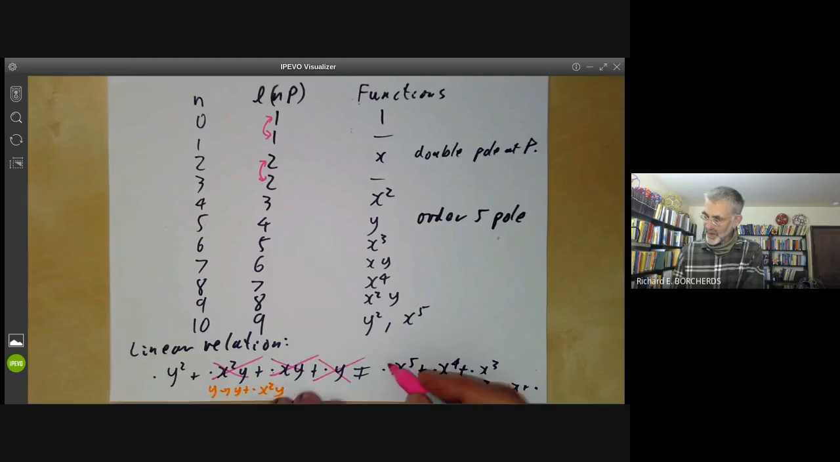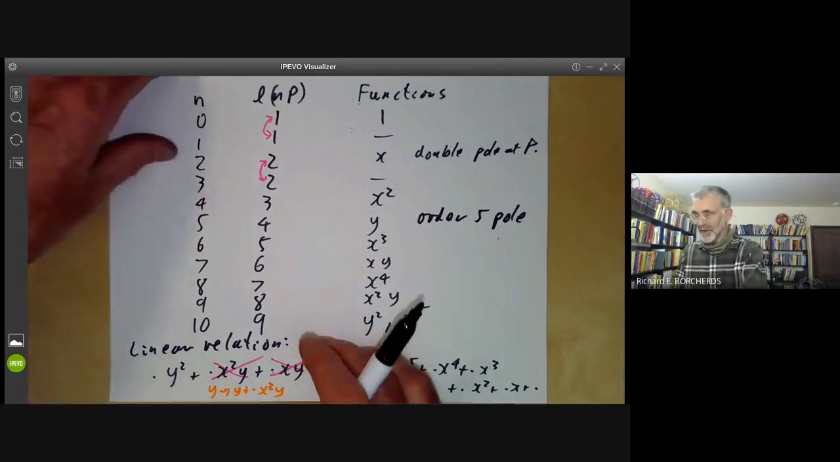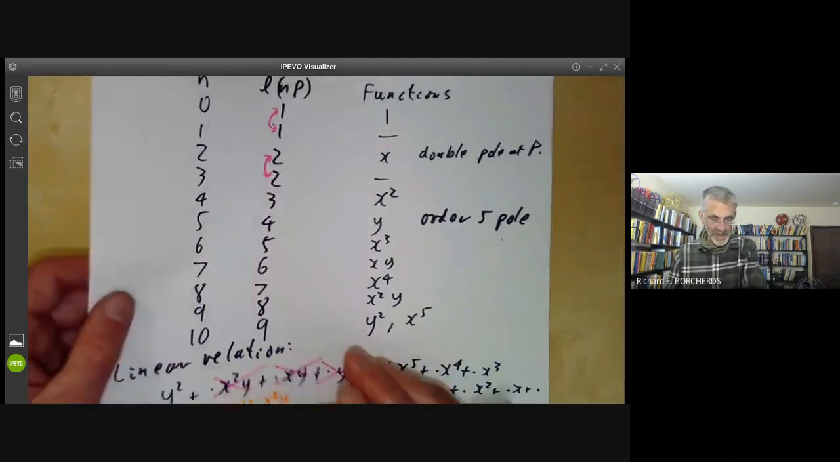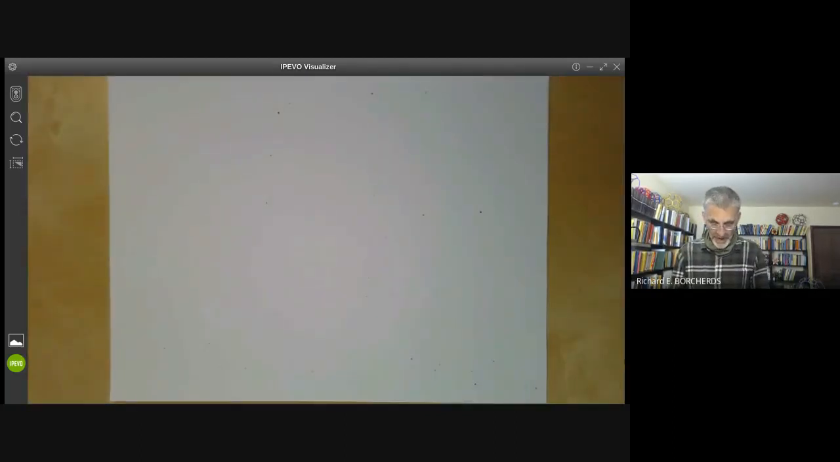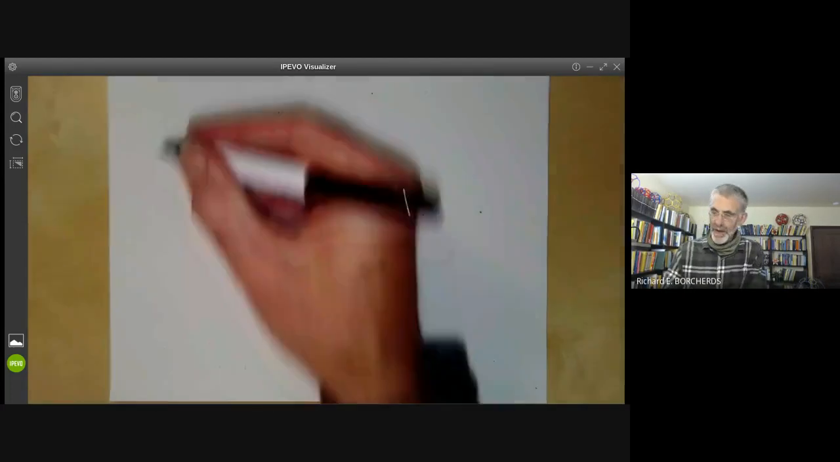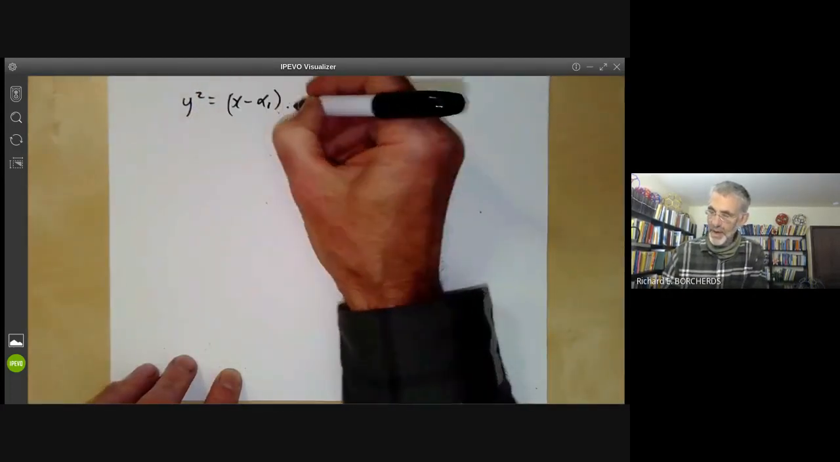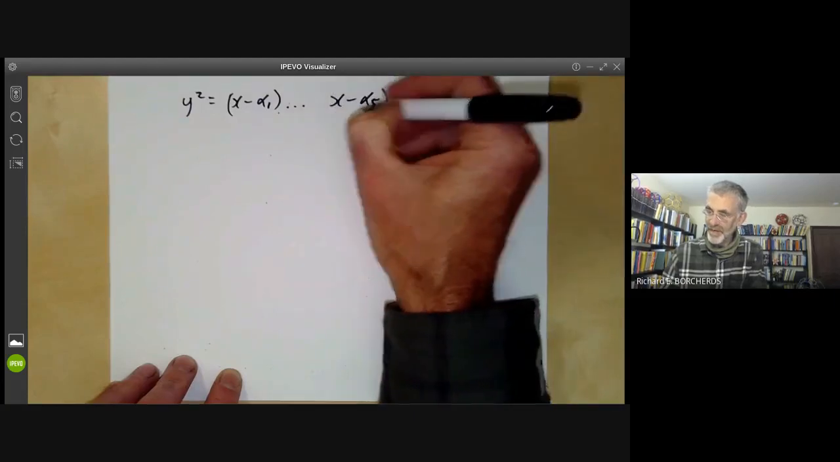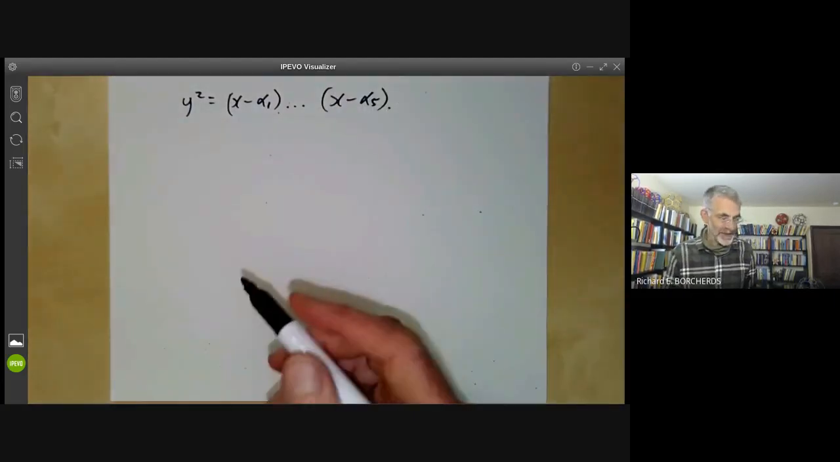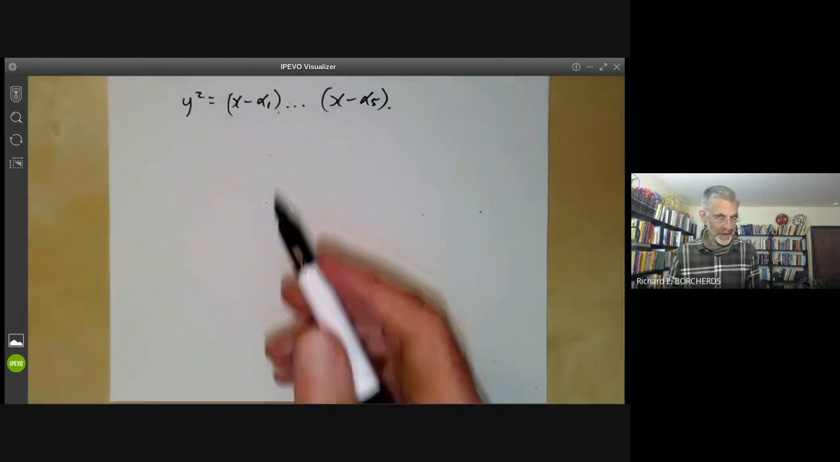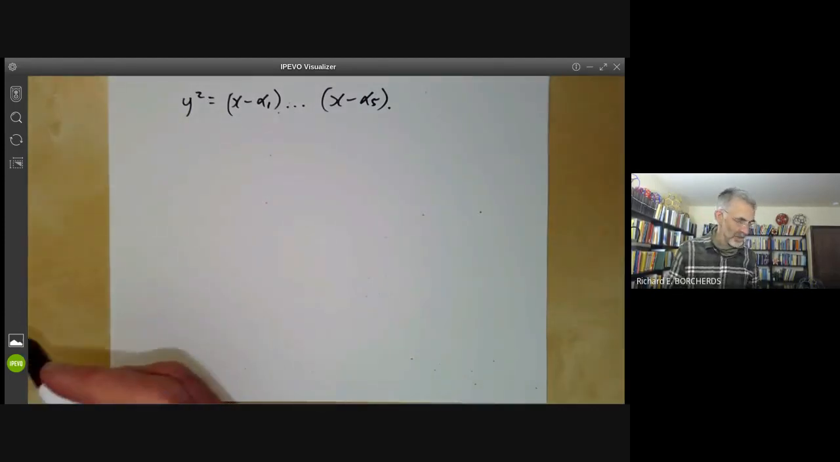And we can get rid of this constant term here by rescaling x, assuming that our field is algebraically closed and so on. So in an algebraically closed field of characteristic 0, we can reduce to the case of the curve y squared equals (x minus alpha 1) up to (x minus alpha 5). So over the complex numbers, every genus 2 curve is of this form.